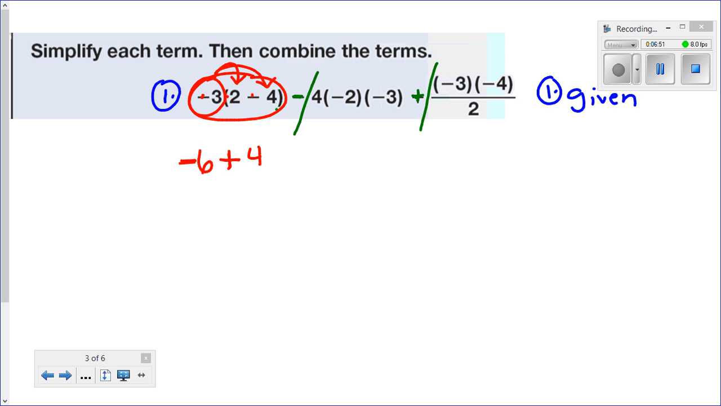Is it completely simplified? No. So now we need to add. So -6 plus 4 is going to give you 6 minus 4, which is 2. Take the sign of the larger number.